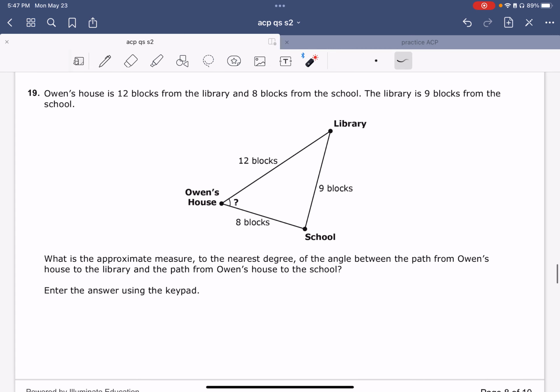Owen's house is 12 blocks from the library, 8 blocks from the school. The library is 9 blocks from the school. What is the approximate measure to the nearest degree of the angle between the path from Owen's house to the library? Blah, blah, blah, blah.